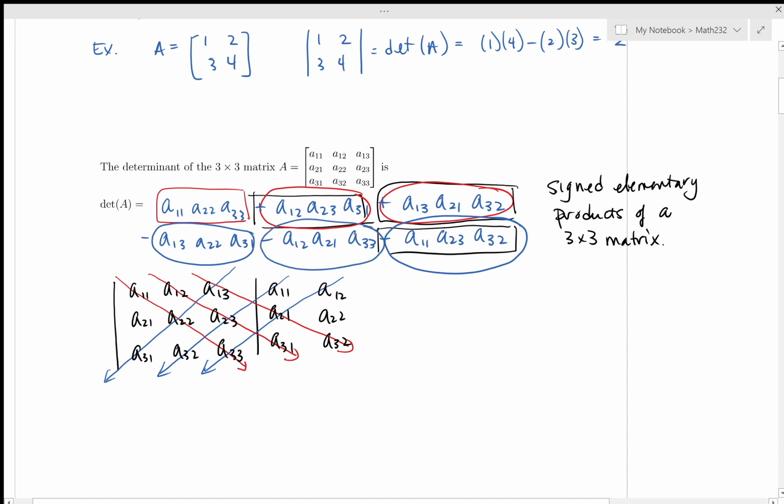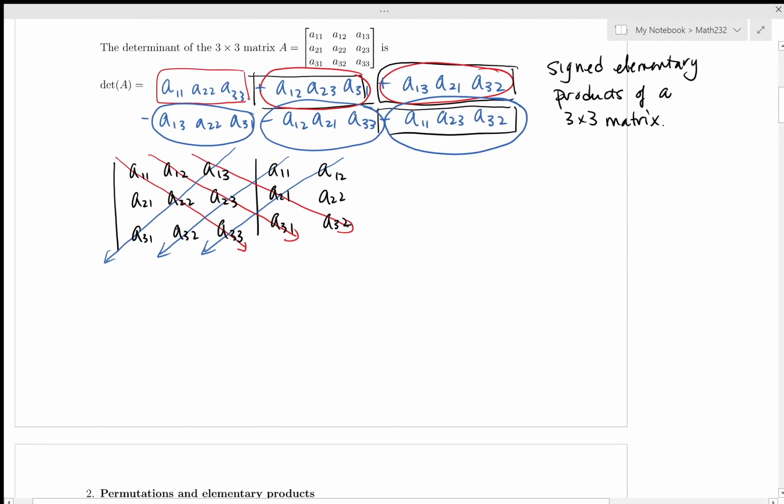So that's there. I can get all 6 of them simply by taking the first 2 columns and repeating them over and then drawing these appropriate diagonals. So that is a potential memory aid. You don't have to memorize the formula, and we might not be doing it this way anyhow, but you should see this. Okay, so let's just do an example with some numbers.